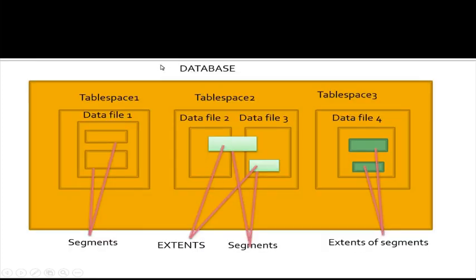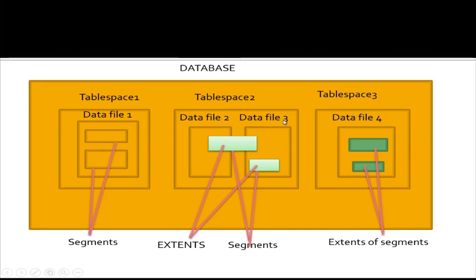The components: how is a database made? A database is made of table spaces. You can have many table spaces, for example table space 1, table space 2, table space 3. In a table space, we have data files. You can have data file 1, data file 2, data file 3, data file 4. In the data file, we have segments.